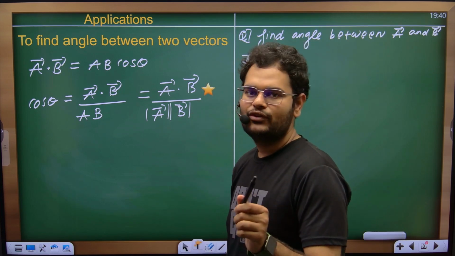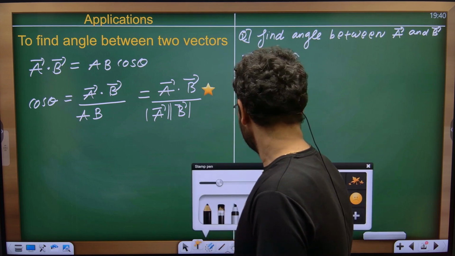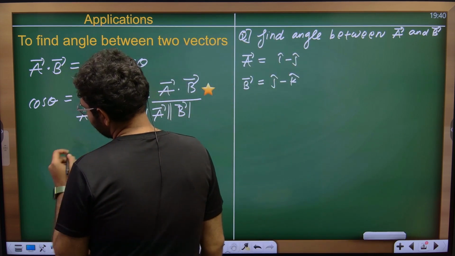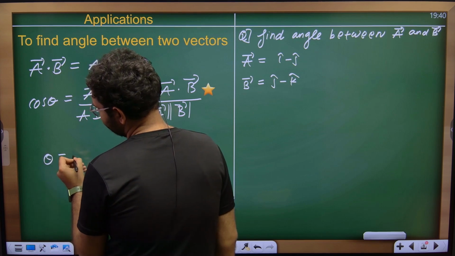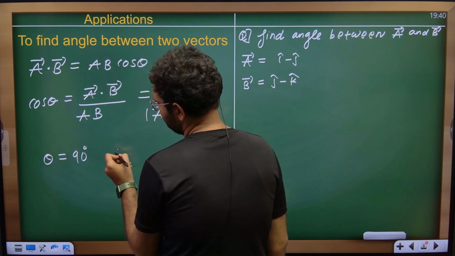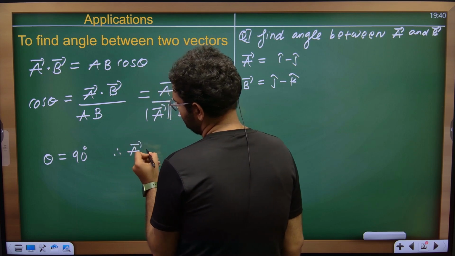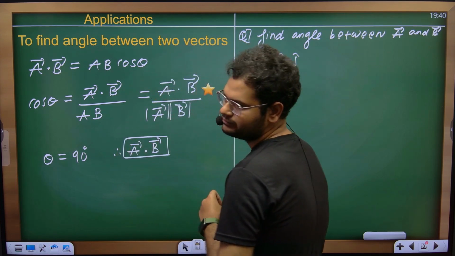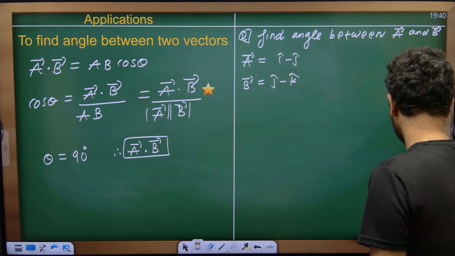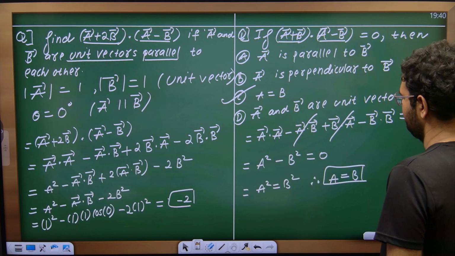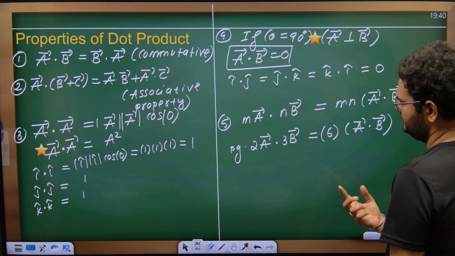Sir, how to apply that formula? I will get to it. Okay, before that, what I need you to understand is that if theta is equal to 90 degree, then A dot B is 0. Anyway, I have discussed this earlier, but you remember this condition. Okay, a few more properties we can write from this. Just a minute. Where is our property section? Yes, this is our property section.